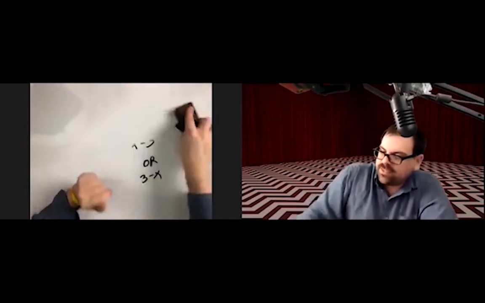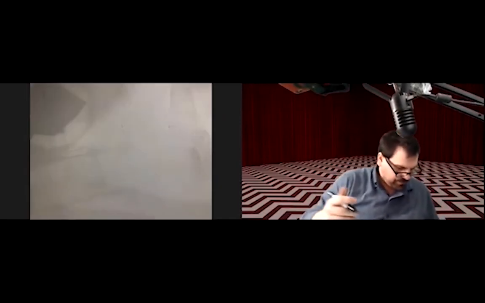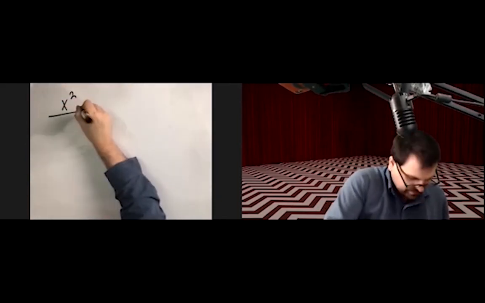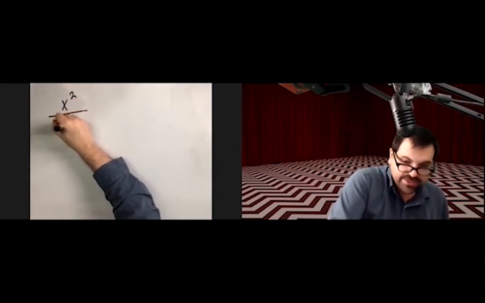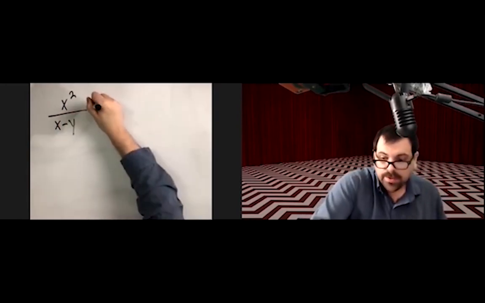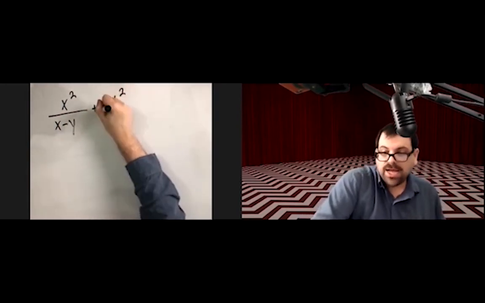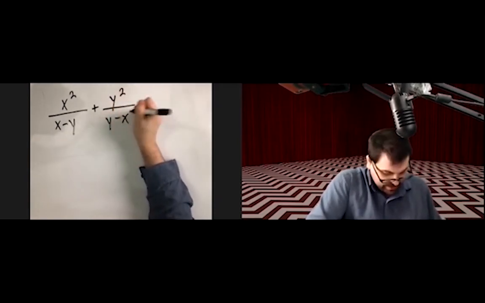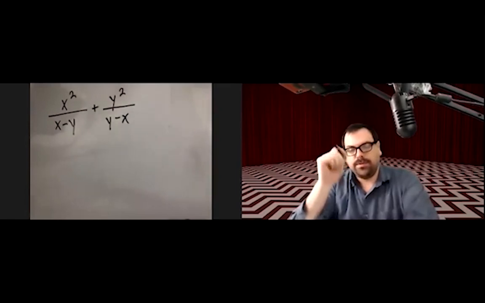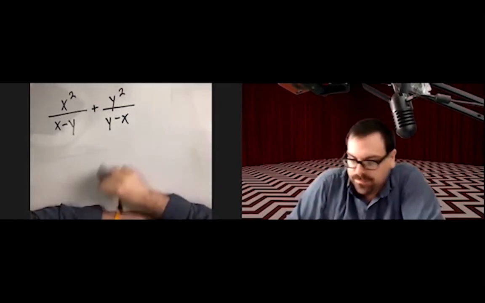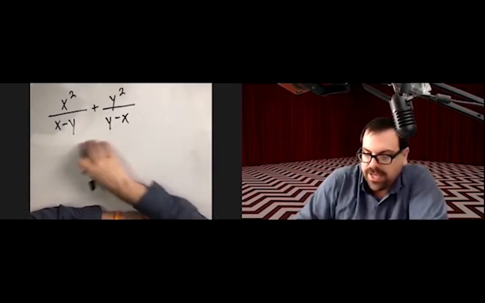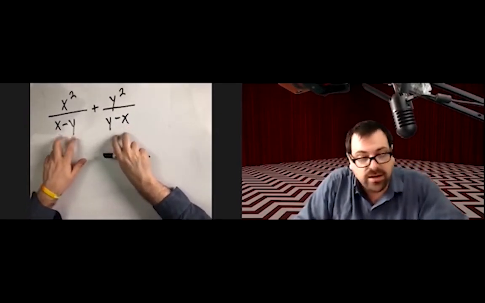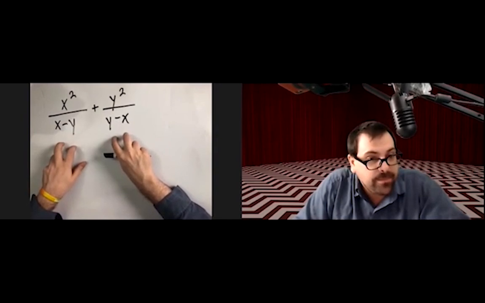Let's use this: x squared over x minus y plus y squared over y minus x. Okay, so we don't really need to go ahead and find a common denominator because we notice, hey, the -1 trick is going to make these the same.